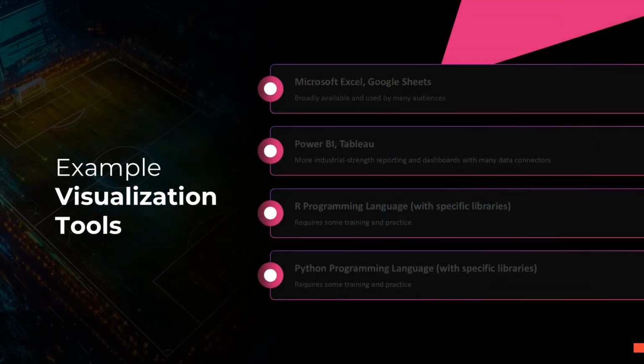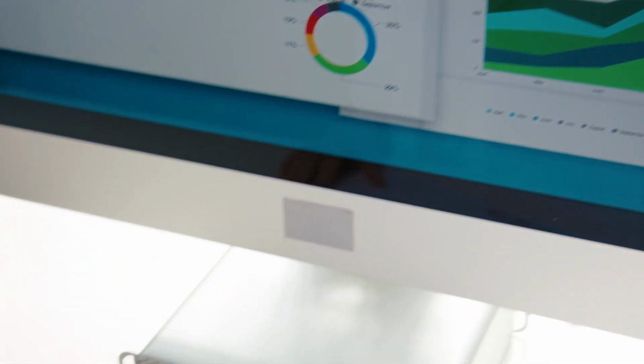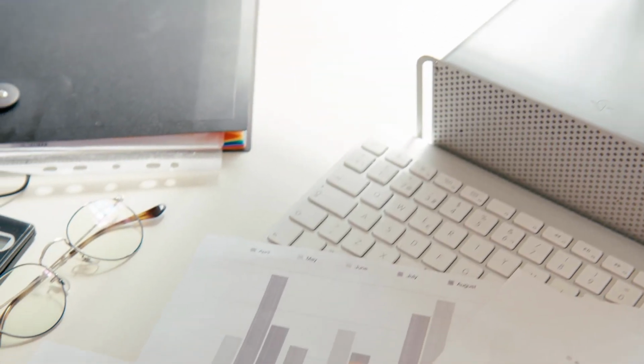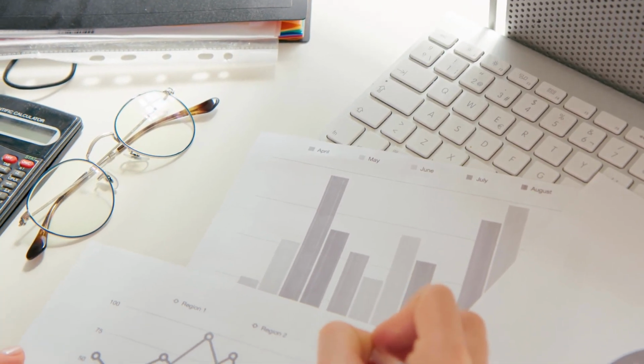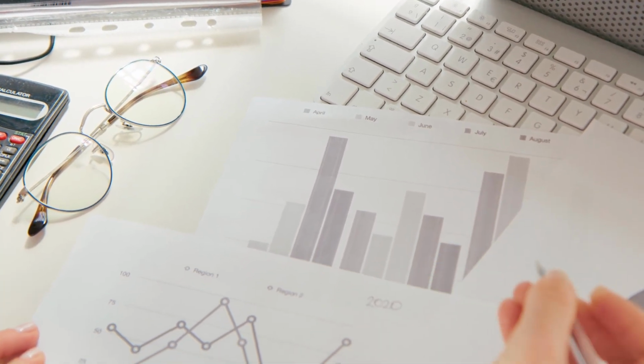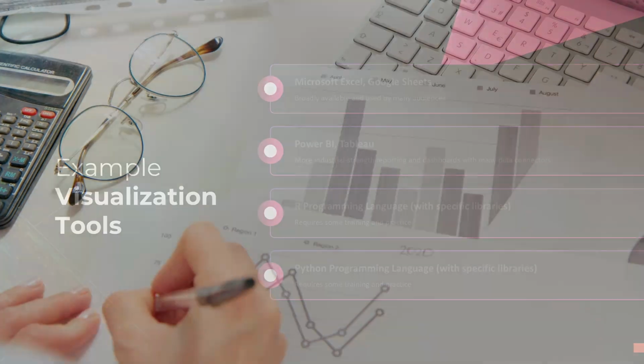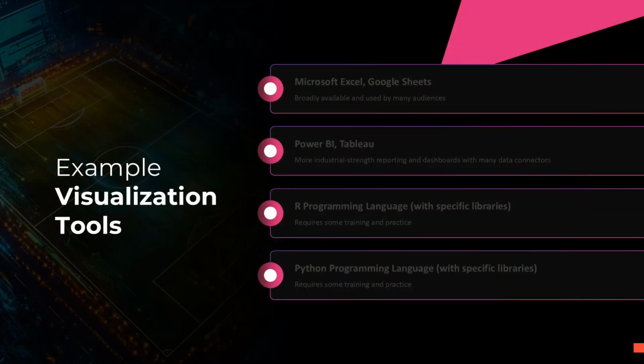We're now going to explore the various tools available for visualizing sports data. Let's start with a quick comparison of 4 popular tools used in sports data visualization: Excel, Power BI, R, and Python. Each of these tools and programming languages has its own strengths and is suitable for different types of tasks.